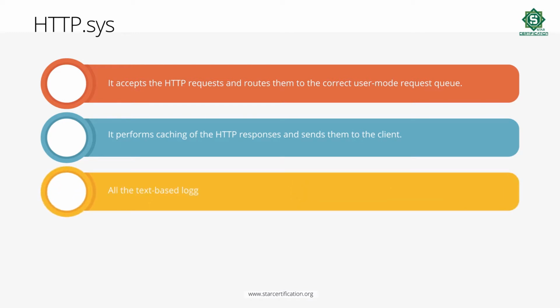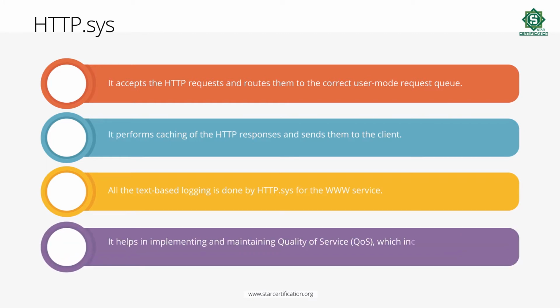All the text-based logging is done by HTTP.sys for the www service. It helps in implementing and maintaining quality of service, QoS, which includes optimizing connection limits, queue length limits, connection timeouts, and bandwidth throttling.